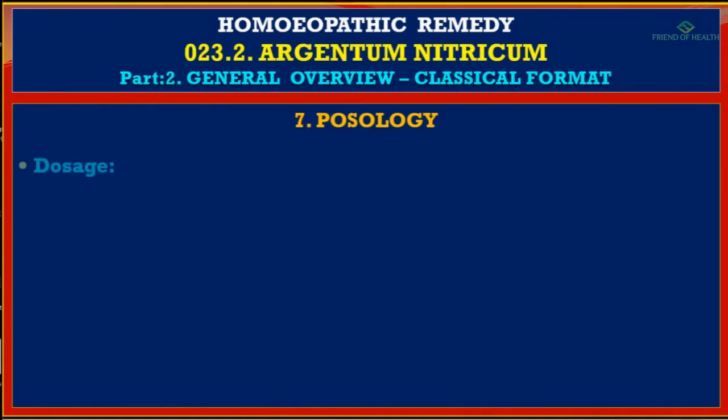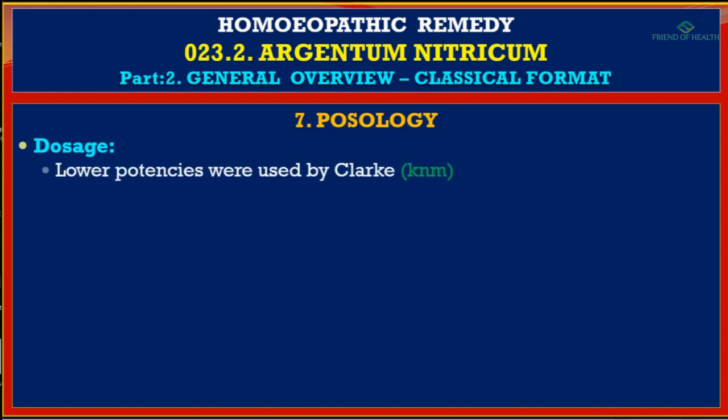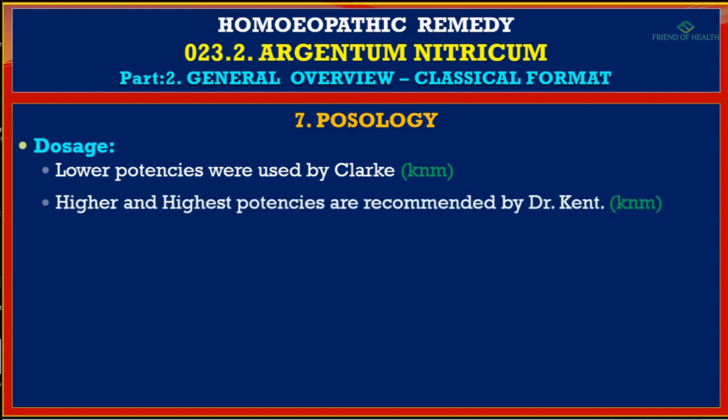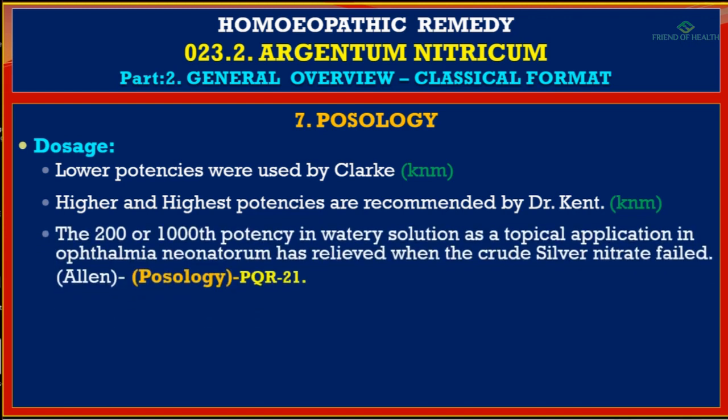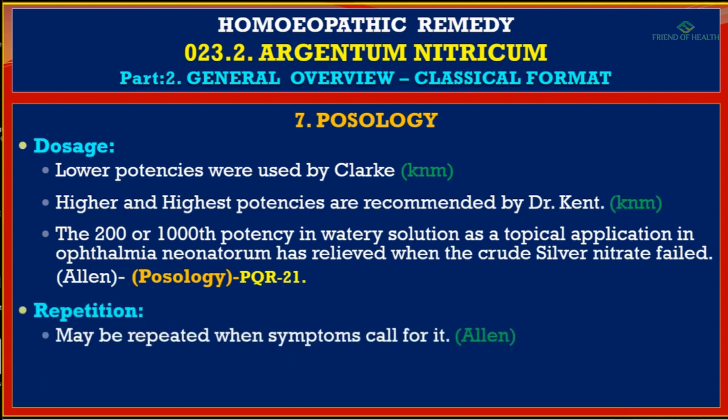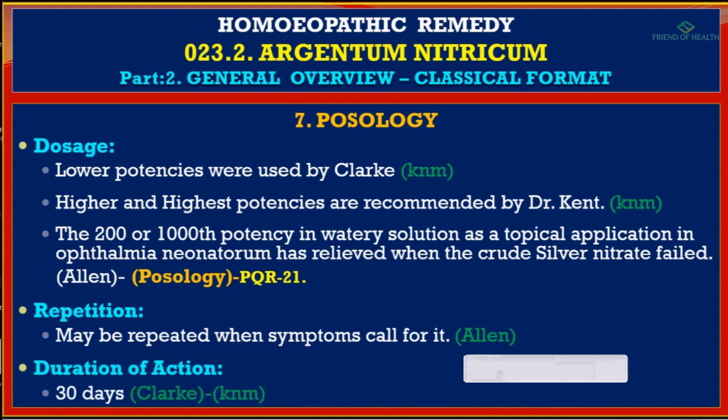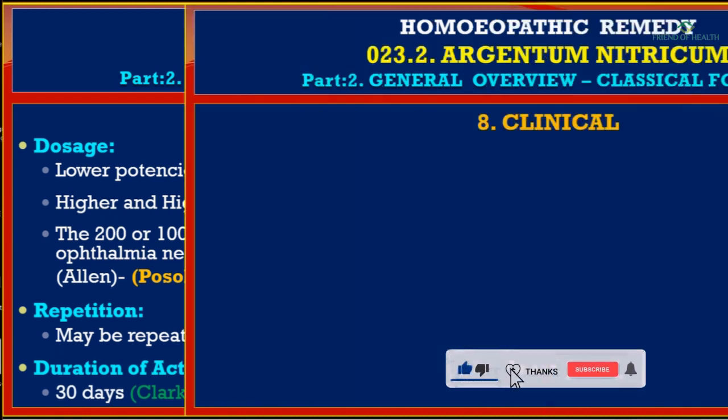So let us go to the posology. So doses. The best is the lower potencies as advised by Dr. Clarke. Higher and highest potencies are recommended by Dr. Kent. The 200 or 1000 potency in watery solution as a topical application in ophthalmia neonatorum has relieved when the crude silver nitrate failed, as advised by Allen. We talk about repetition of the remedy, may be repeated when symptoms call for it, and duration of action is about 30 days according to Clarke.